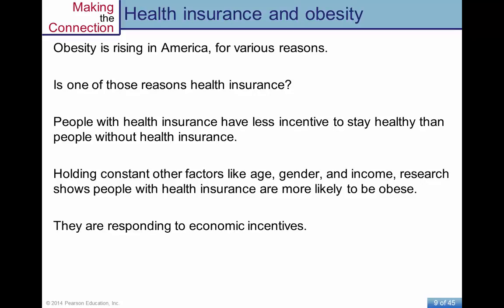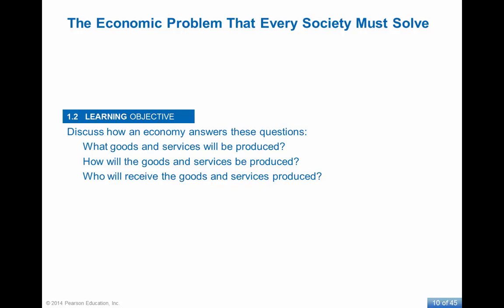Health insurance and obesity. Obesity is rising in America for various reasons. Is one of the reasons health insurance? People with health insurance have less incentive to stay healthy than people without health insurance. Holding constant other factors like age, gender, and income, research shows people with health insurance are more likely to be obese. They are responding to economic incentives.